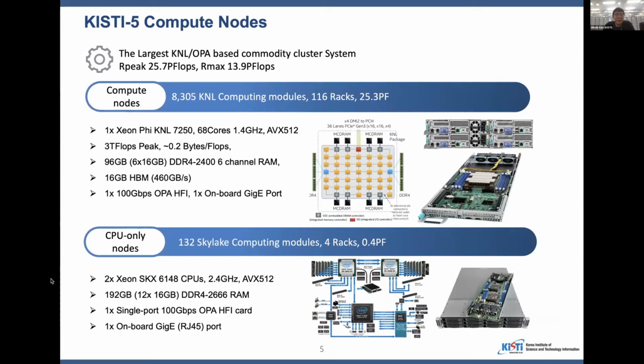The KISTI-5 system is still one of the largest cluster systems in the world, even though its peak performance seems relatively small right now. It is composed of about 8,300 KNL nodes, and there are also Skylake nodes, which are connected by an OPA interconnect. Each KNL node has 68 cores and 96 GB of DDR4 memory, and it also has HBM memory, which has high speed and high bandwidth.